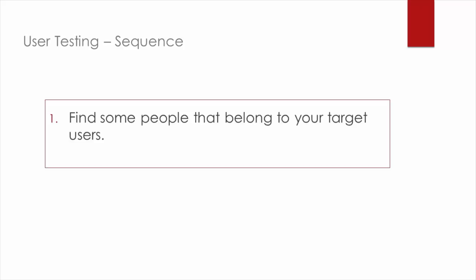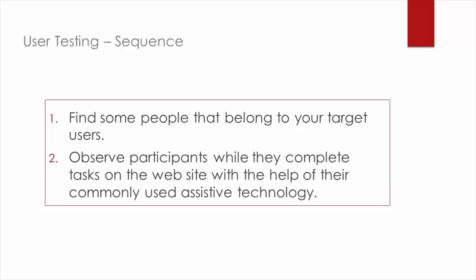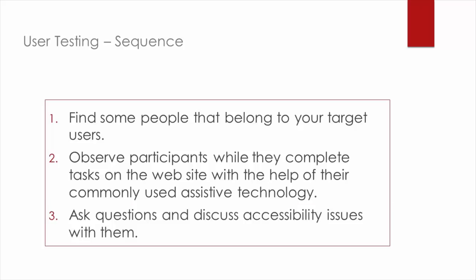After the decision has been made to conduct user tests, 3 steps have to be taken. Find some people that belong to your target users. For instance, novice, average, advanced users or people with disabilities using a specific assistive technology. Observe participants while they complete sample tasks on the website with the help of their commonly used assistive technology. Ask questions and discuss accessibility issues with them.